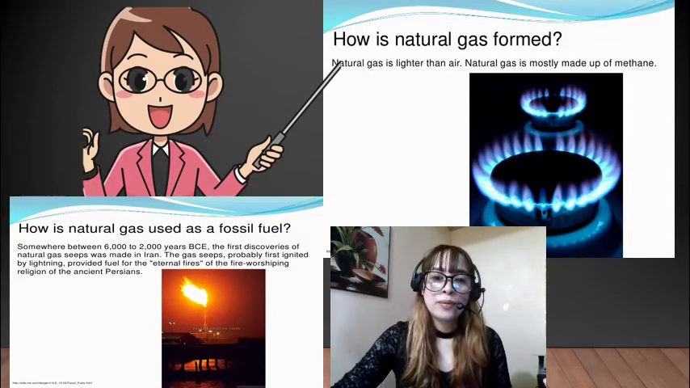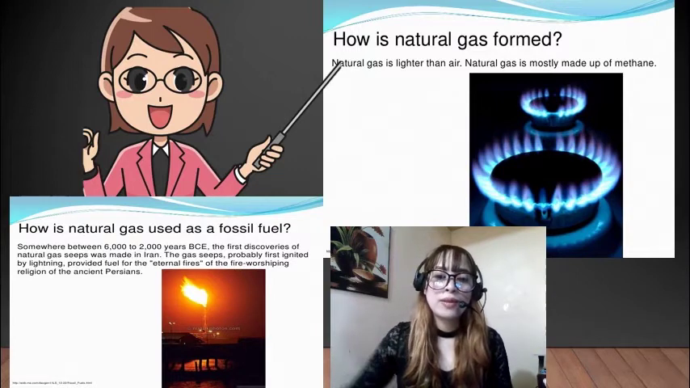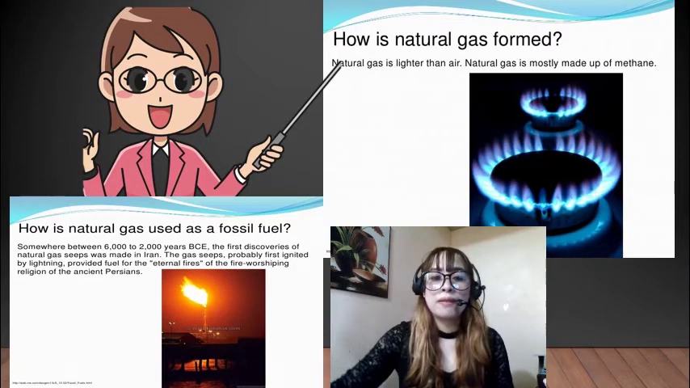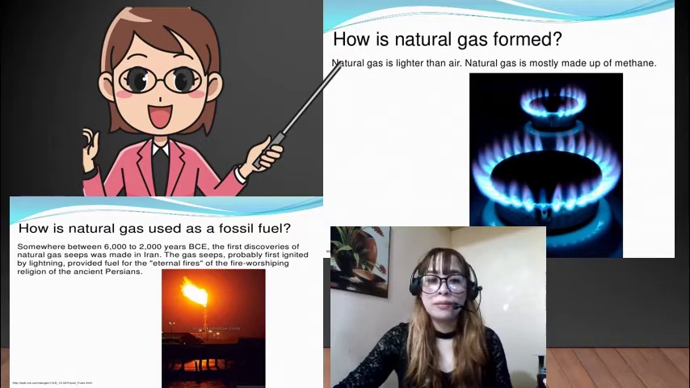Somewhere between 6,000 to 2,000 years BC, the first discovery of natural gas was made in Iran, as mentioned. The gas seeps were probably first ignited by lightning and provided fuel for the eternal fires of the fire-worshipping religion of the ancient Persians. So that was the first discovery of natural gas.